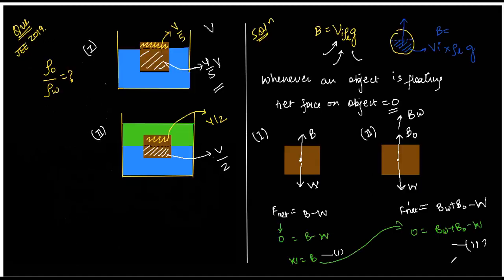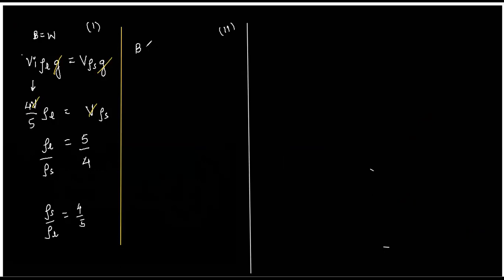What was the equation? The total buoyant force acting on the solid upwards is equal to the weight acting downwards. Let's write that up. We have B naught plus BW is equal to the weight acting downwards, right? Now, we could have dealt in two ways. I could have directly substituted this here, or we can deal in the way we are doing now. Now we'll substitute the expressions.